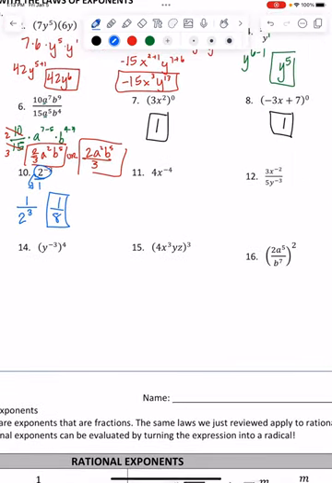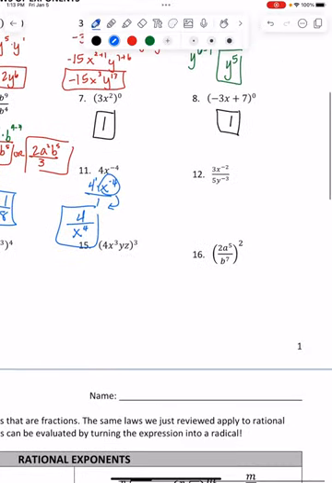Number 11, 4x to the negative 4. Again, we've got to be careful about what's actually being raised to the negative 4th power. So this is really 4 to the 1st times x to the negative 4. The only thing being raised to the negative 4th power is the x, so that's the only thing that's going to be moved. The 4 is going to stay in the numerator, and x turns into x to the positive 4th in the denominator. Okay?